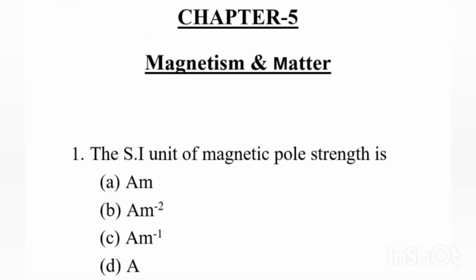Important multiple choice questions from magnetism and matter. Question number 1. The SI unit of magnetic pole strength is option A ampere meter, option B ampere per meter square, option C ampere per meter, option D ampere. Here the correct answer is option A ampere meter.